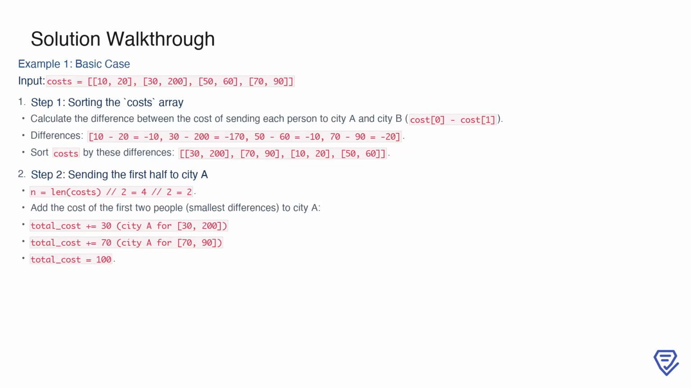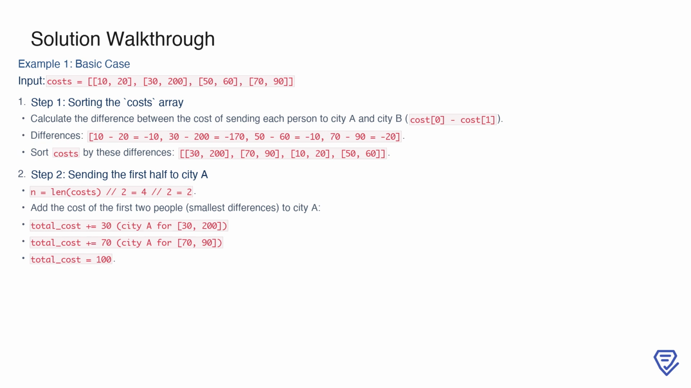Here, we start with a basic example where the input array represents the costs of sending 4 people to 2 different cities. The first step is to calculate the difference between the cost of sending each person to city A and city B. For example, the difference for the first person is 10 minus 20, which equals minus 10. Similarly, we calculate the differences for the other individuals, resulting in the array -10, -170, -10, -20.